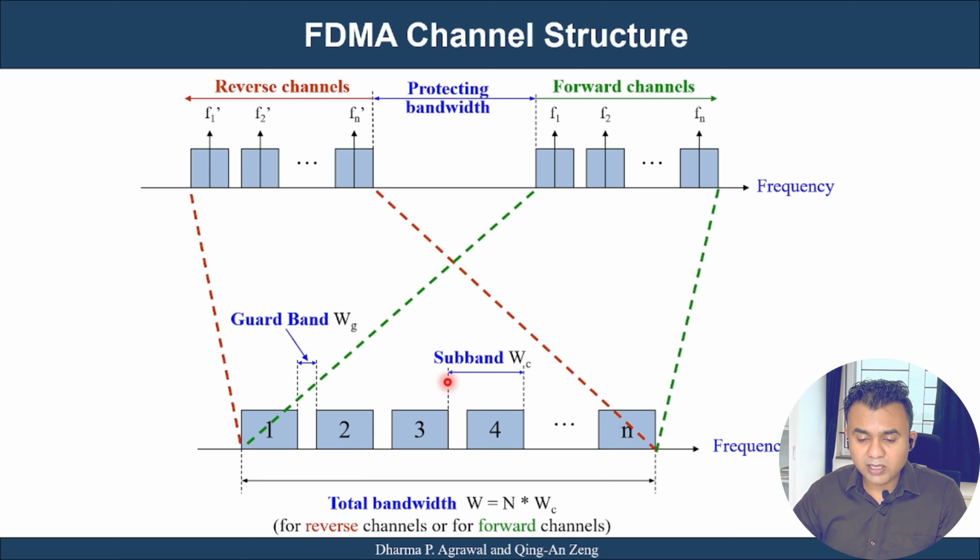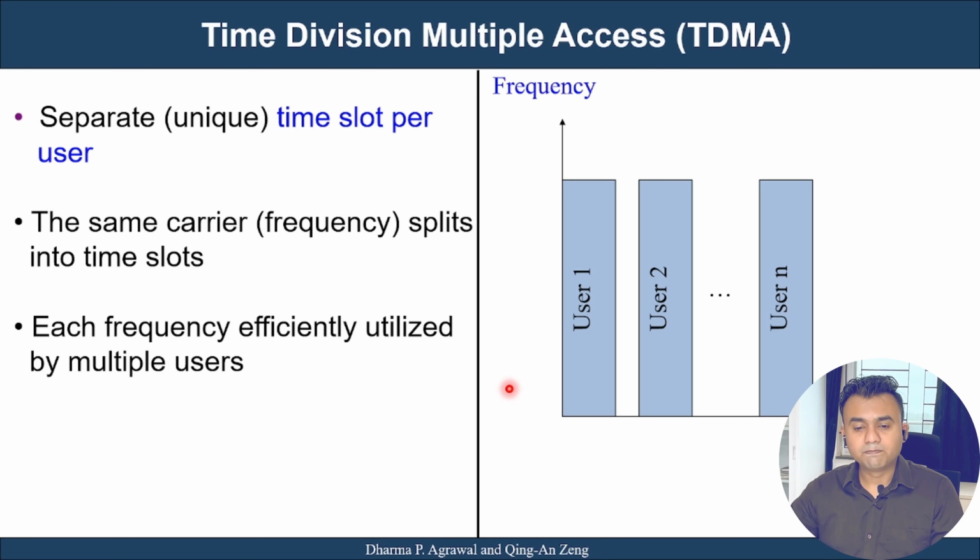So the total bandwidth for one user would be this W, which is nothing but the addition of the guard band and this particular frequency range. Now we can see that the total bandwidth W equals N number of channels times WC, where WC is the guard band plus the frequencies which we have allotted.